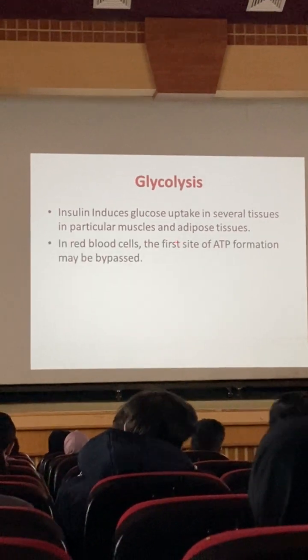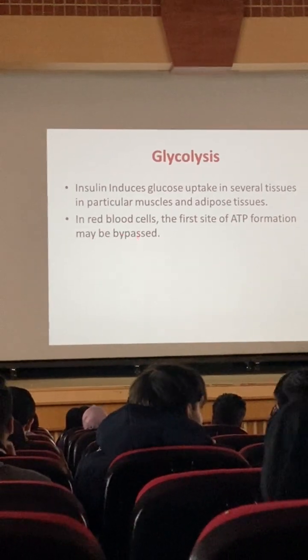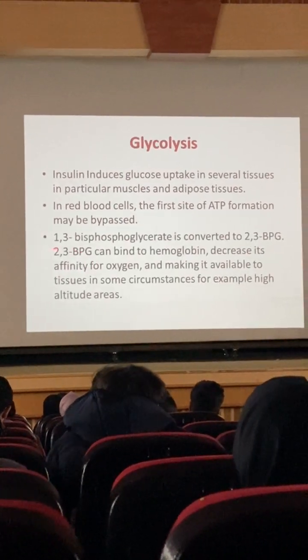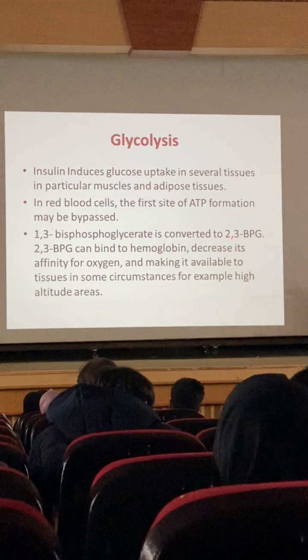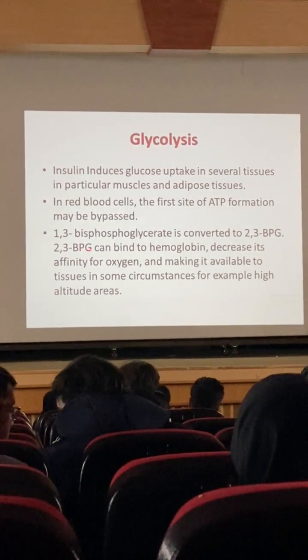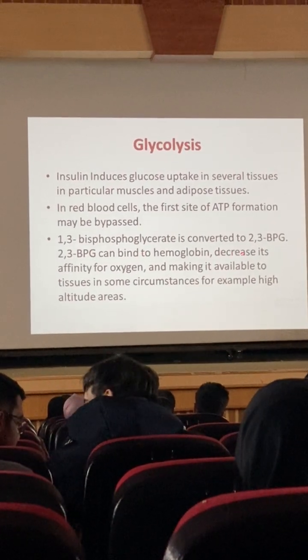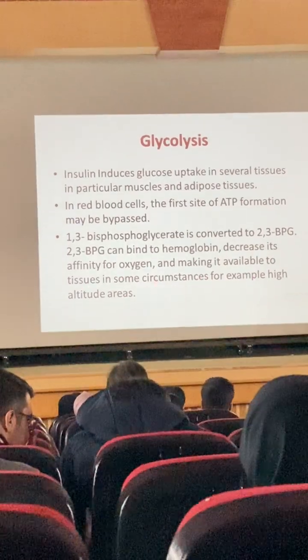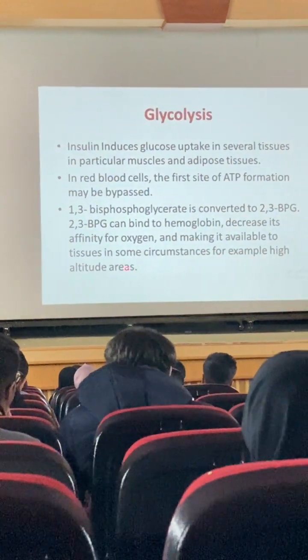In red blood cells, the first site of ATP formation may be bypassed, going to 3-BPG like that. 1,3-bisphosphoglycerate is converted to what? 2,3-BPG, or 2,3-bisphosphoglycerate. This 2,3-BPG combines with hemoglobin and decreases its affinity for oxygen, making it available to tissue in some circumstances, for example, high altitude areas.